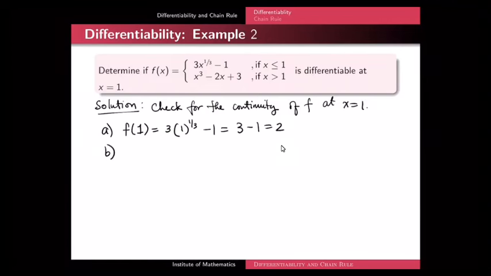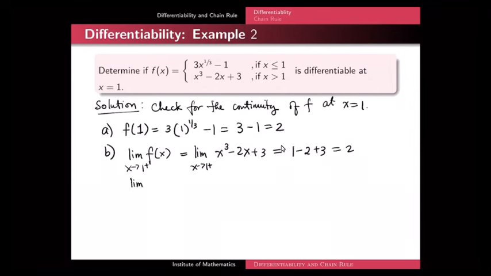For the next one, we take a look at the one side limits of f. So check for the limit of f as x approaches 1 from the right. So we want x to be greater than 1. So we'll use the second function. So that is simply equal to the limit of x cubed minus 2x plus 3 as x approaches 1 from the right. And this is equal to 1 minus 2 plus 3. And yes, this is equal to 2.